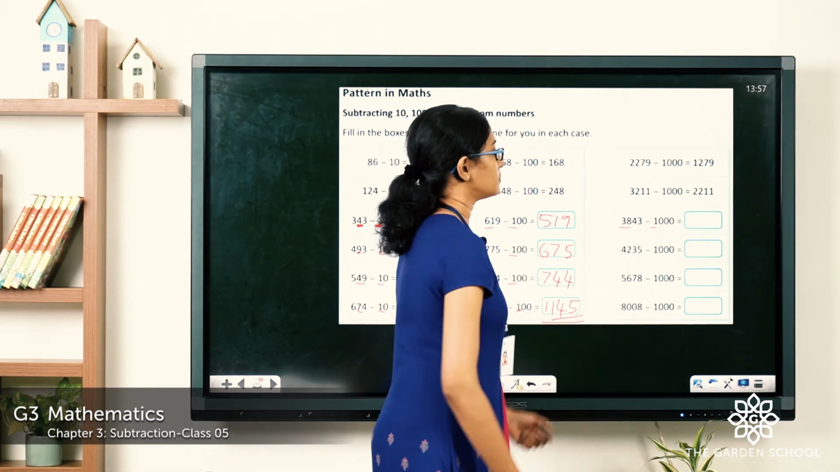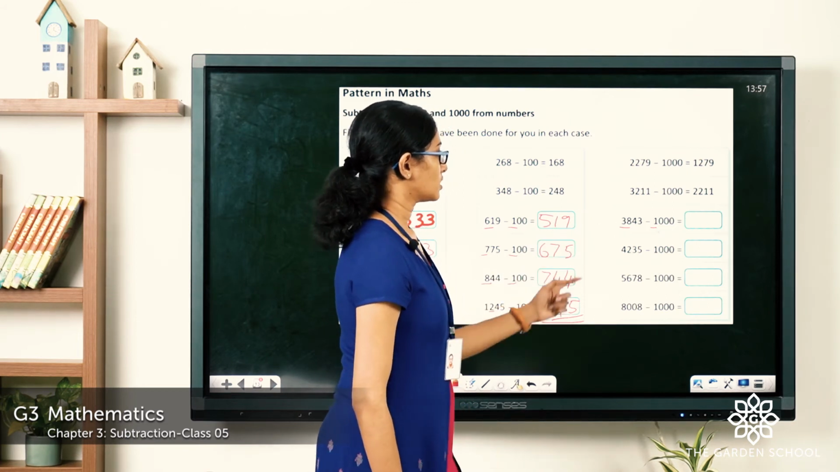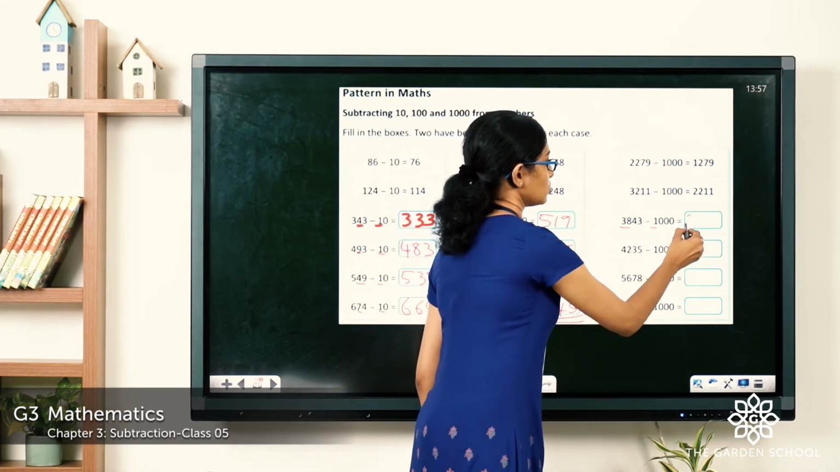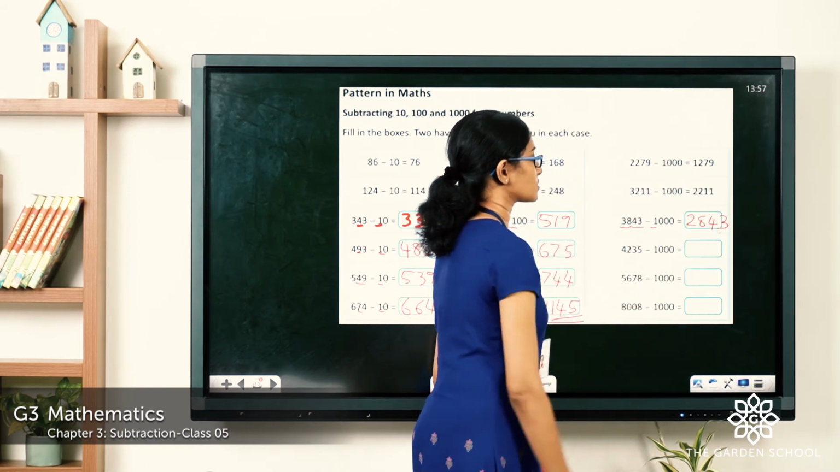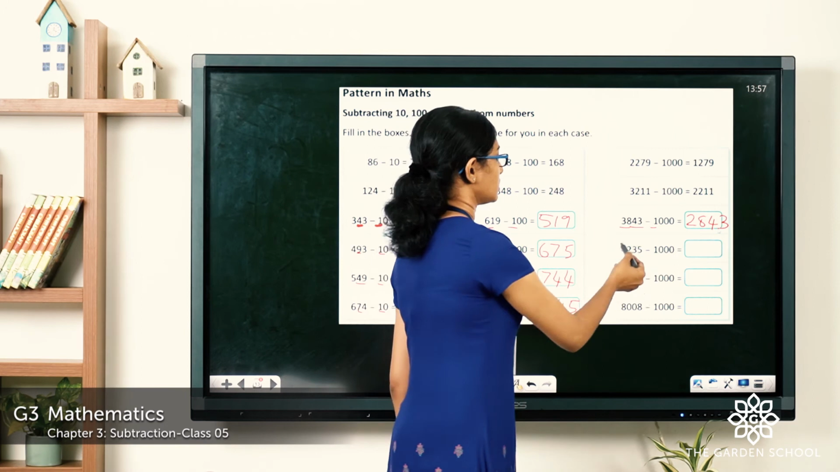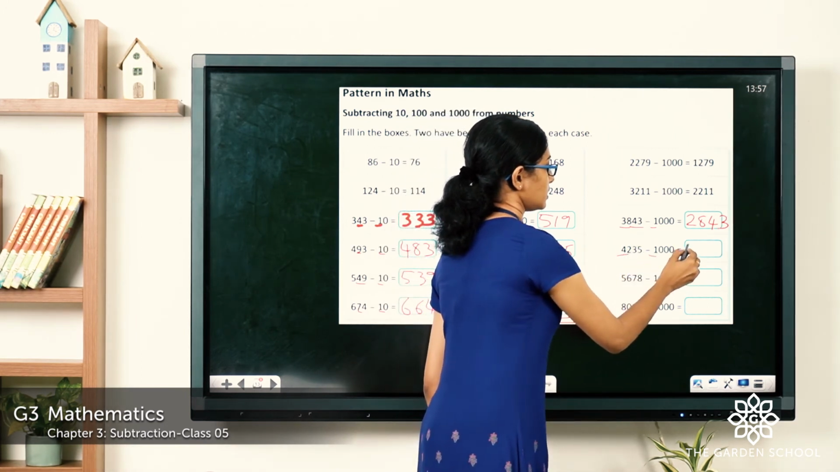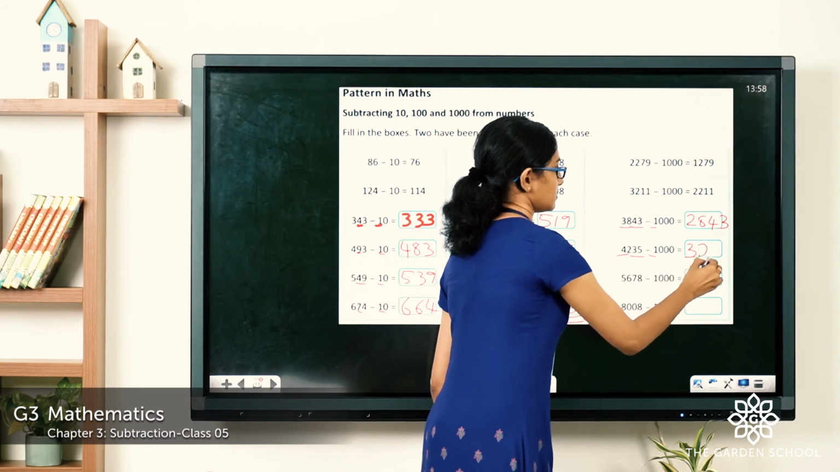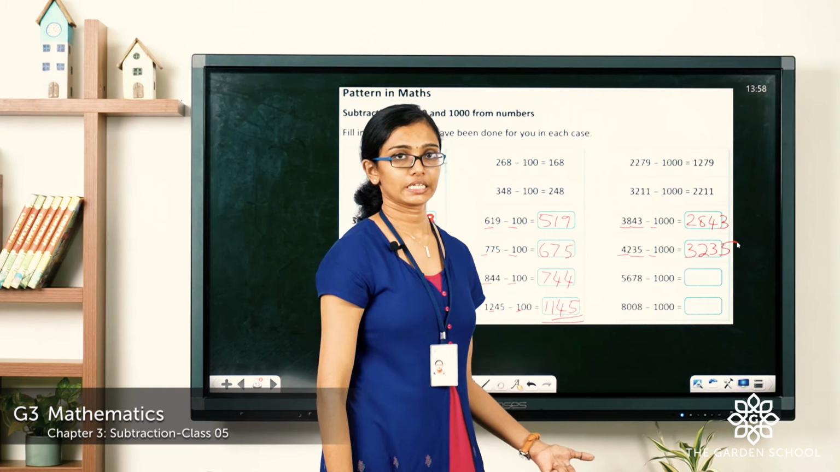Here the minuend has a greater or bigger thousands digit. And 3 minus 1, it is 2. No change to other digits. It's 2843. Now 4235 minus 1000. 4 minus 1, 3. Then writing the other digits will give you 3235.